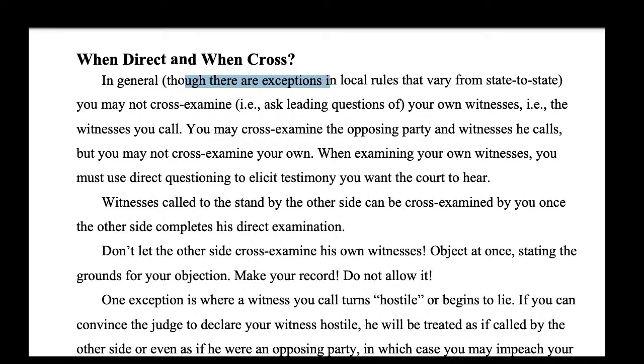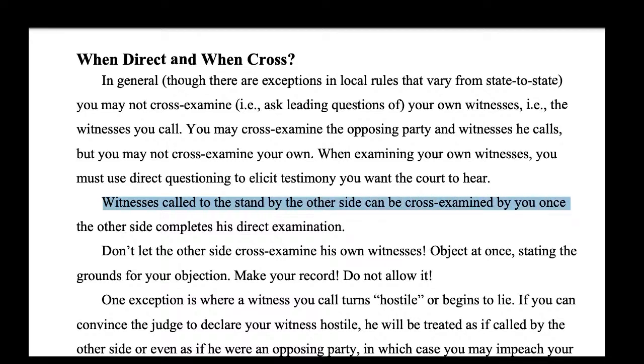In general, though there are exceptions in local rules that vary from state to state, you may not cross-examine, for example, ask leading questions of your own witnesses. For example, the witnesses you call. You may cross-examine the opposing party and witnesses he calls, but you may not cross-examine your own. When examining your own witnesses, you must use direct questioning to elicit testimony you want to hear in court. Witnesses called to the stand by the other side can be cross-examined by you once the other side completes his direct examination.